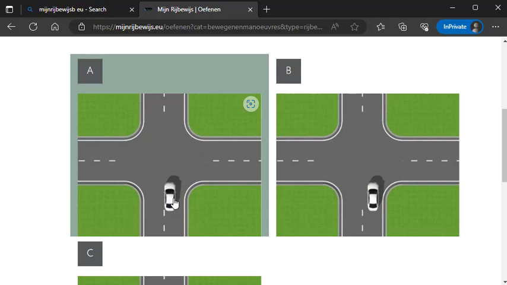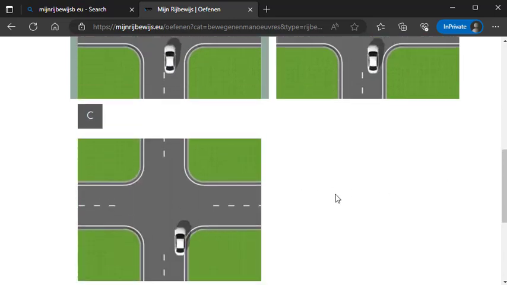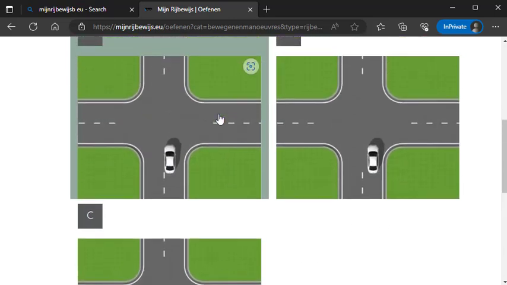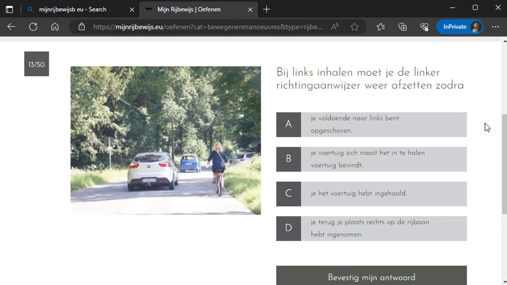So A is this car is on the same lane, but towards the extreme left, which is the most correct position. B is in the center and C is on the right, but the correct answer should be: if you want to turn left, you have to keep your car as left as possible on your lane. So the question here is, when you are overtaking from the left, when should you switch off your left indicator?